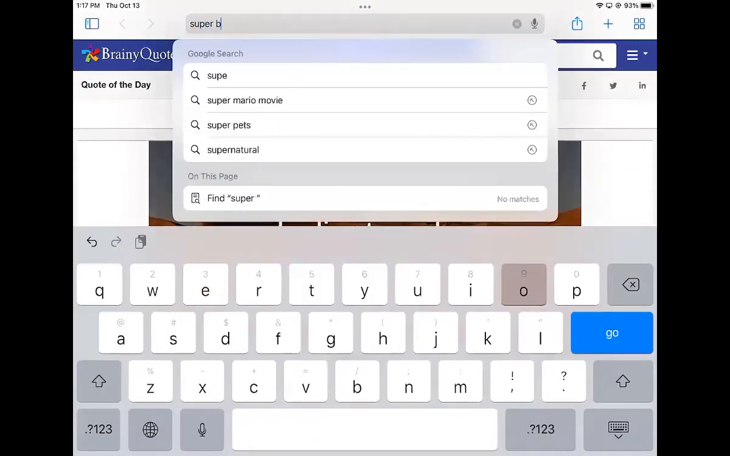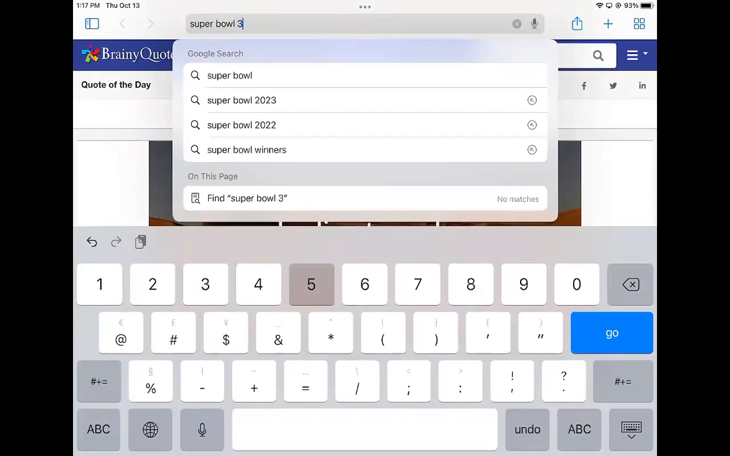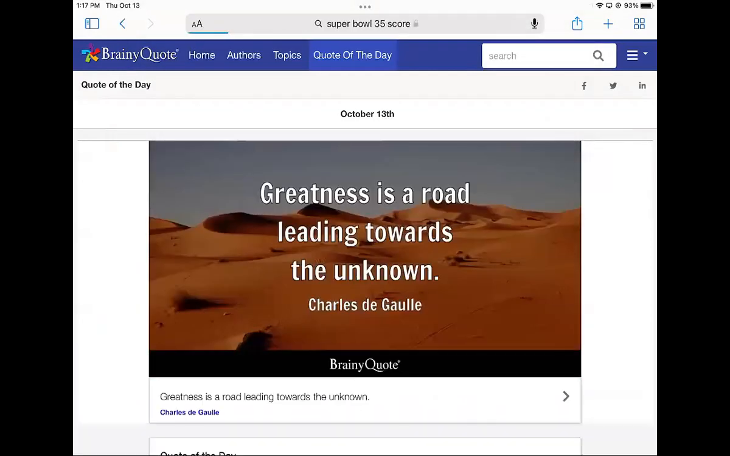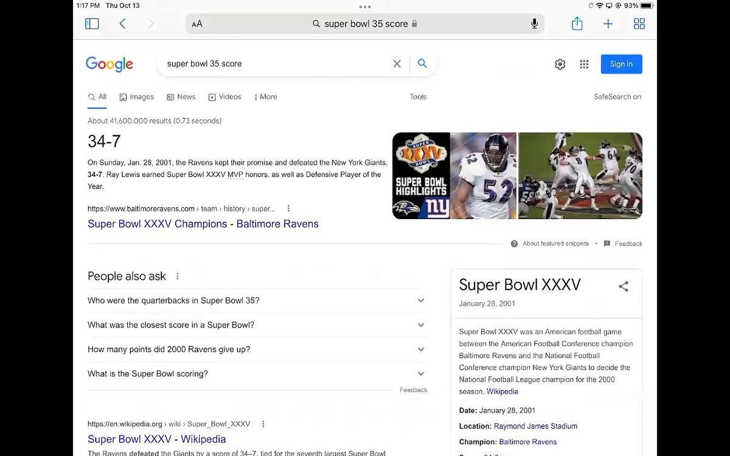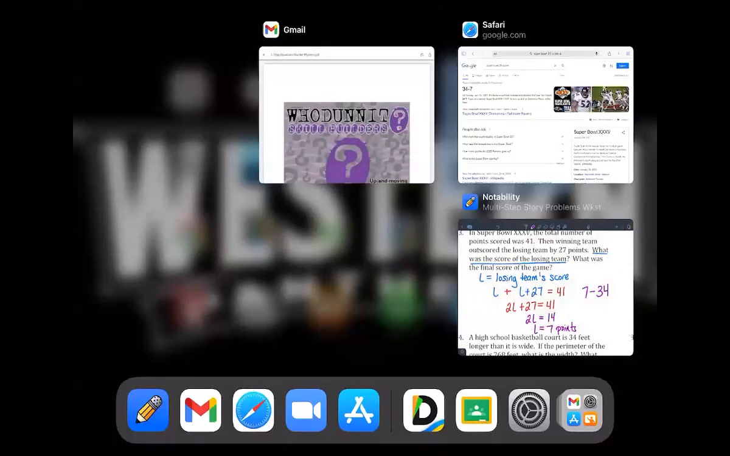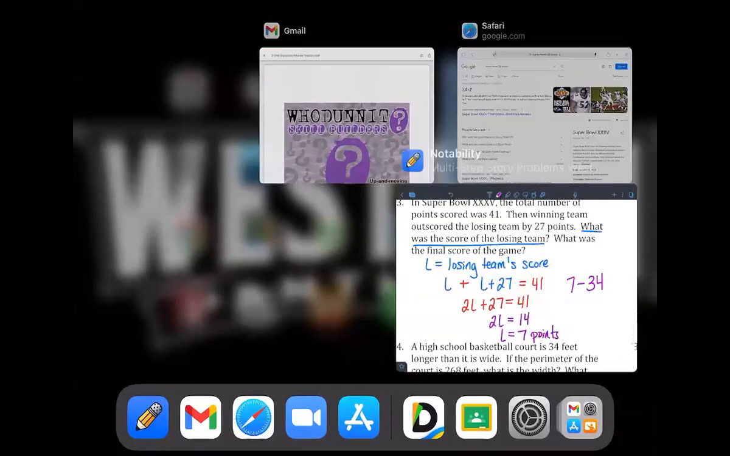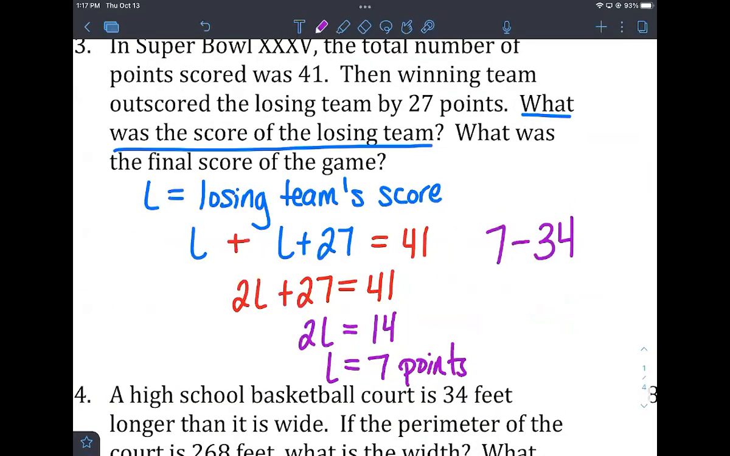Super Bowl 35 scores. Oh, was this great? Yep. On Sunday, 2001, the Ravens kept their promise and defeated the New York Giants. You're right. Yep, this is the Ray Lewis Super Bowl, one of the best linebackers. You're right, you're right.